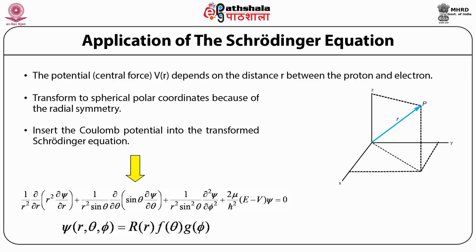So here psi(r, theta, phi) can be written as the product of R as a function of r, this capital R being the radial wave function, F as a function of theta, which is the angular wave function, and G of phi, which is the azimuthal wave function.